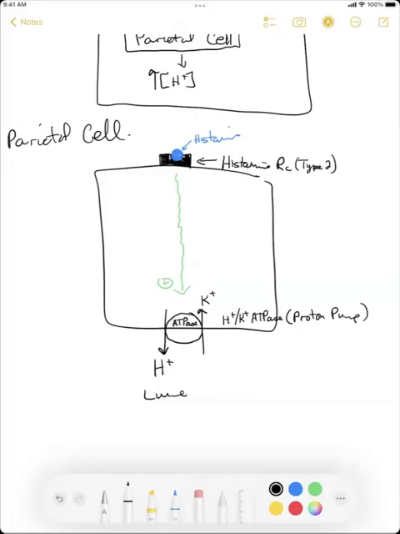Type 2. And so this is called an H2 receptor. So what we can do is we can use a medication that can literally block the ability of histamine to actually bind. And this medication that can block the ability of histamine to bind, we would call an H2 blocker.